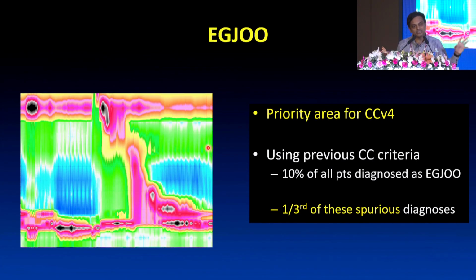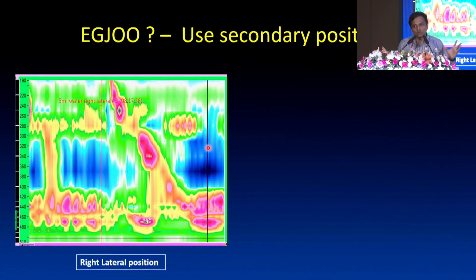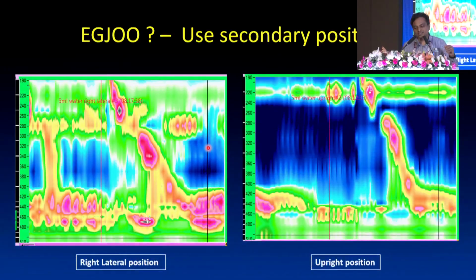Whenever you have an EGJ outflow obstruction, be very careful because this could be spurious. The Chicago 4 tells us that whenever you have an EGJ outflow obstruction, always use a secondary position. When you use a secondary position, your graphs tend to change because most of these EGJ outflow obstructions are because of extrinsic compressions and the patient's posture. When you change the patient's posture, the IRP becomes normalized, and this was not a patient with a true EGJ outflow obstruction.